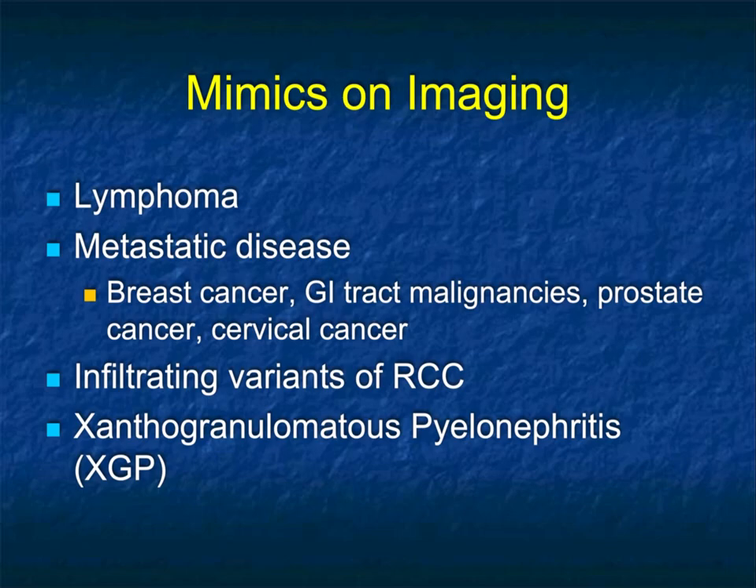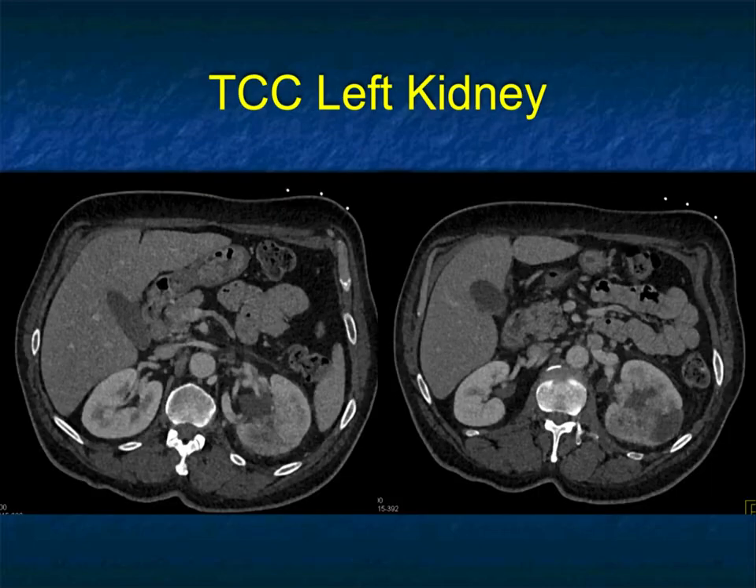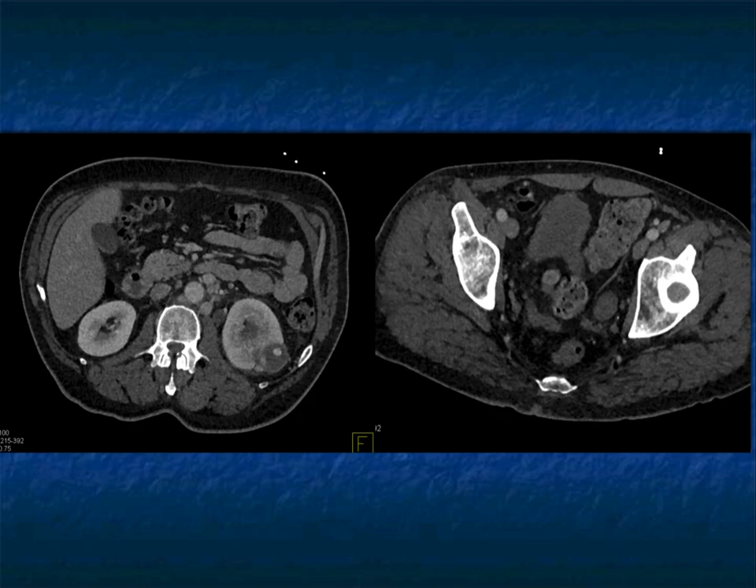We mentioned mimics: lymphoma, metastasis, infiltration variants of RCC, and XGP. Another example, left kidney, infiltration, para-aortic nodes. What's exactly going on?